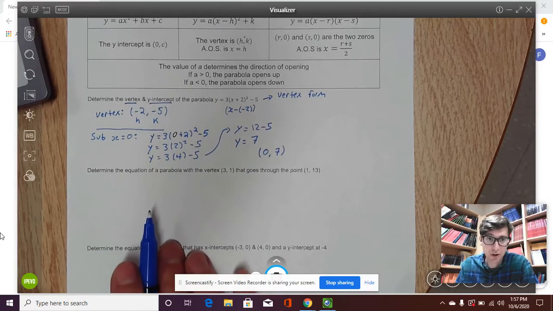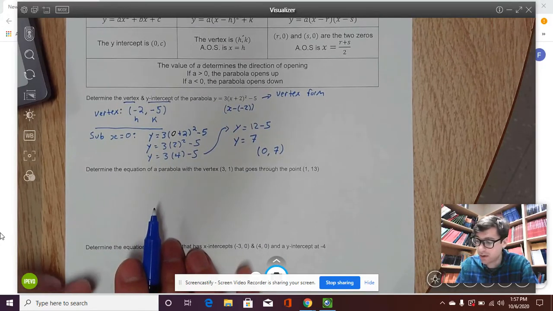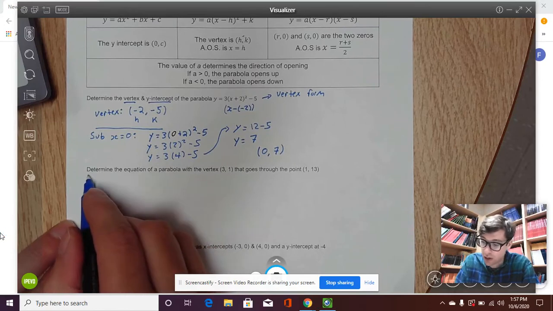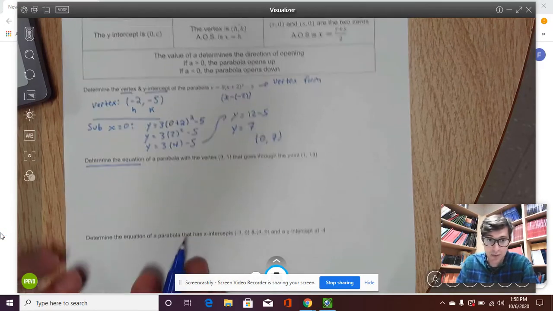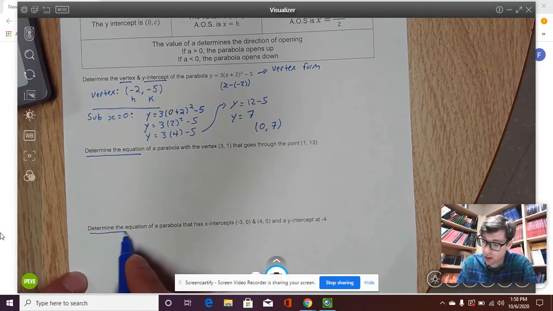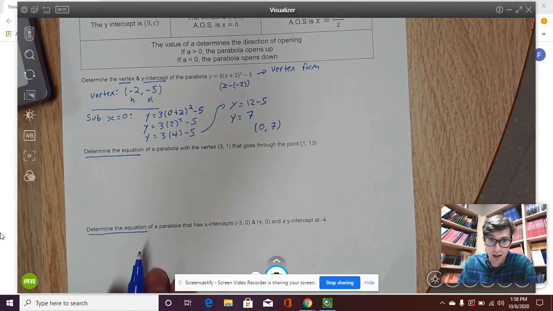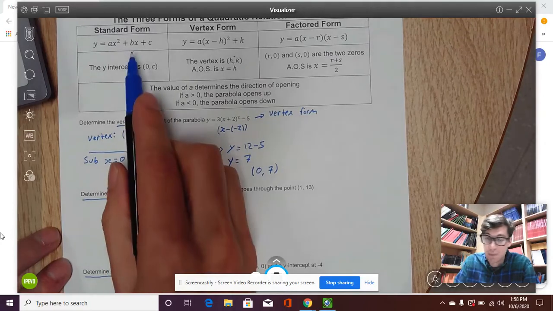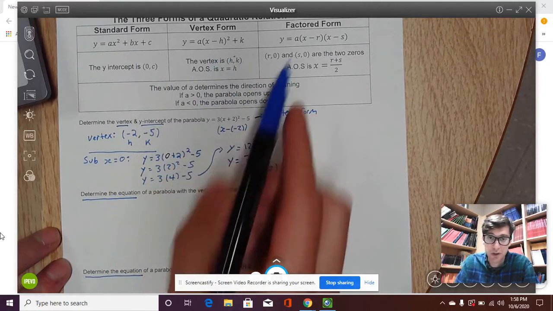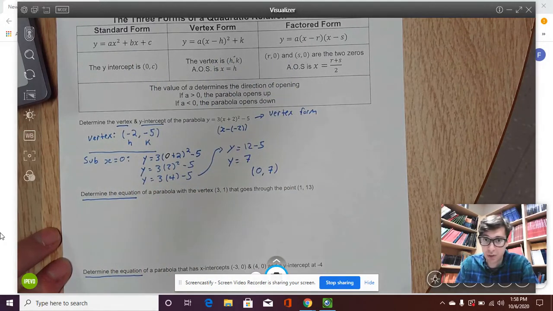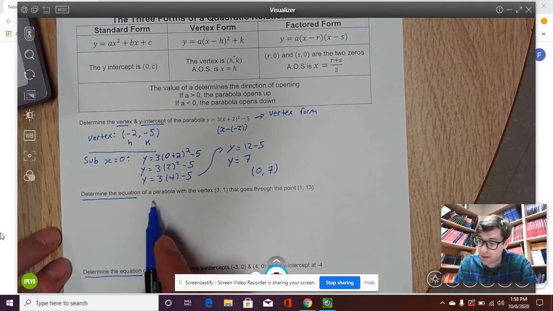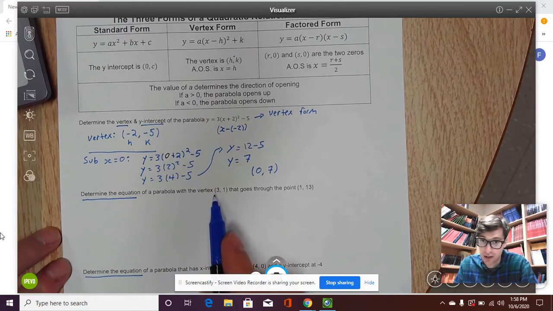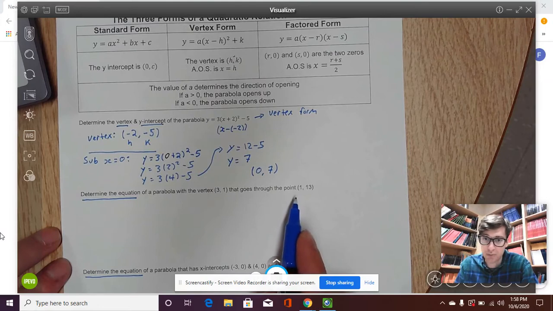Common examples that we were doing in class, and I think that we all did on our 3 forms quiz, is that we had to determine the equation of a parabola. I'm going to do 2 questions like that. And again, you're welcome to pause the video and try to do these on your own. When we're determining the equation, we're picking which of the forms is going to be appropriate. First, we're trying to find the equation of a parabola where we know the vertex, (3, 1), and we know some other random point, (1, 13).